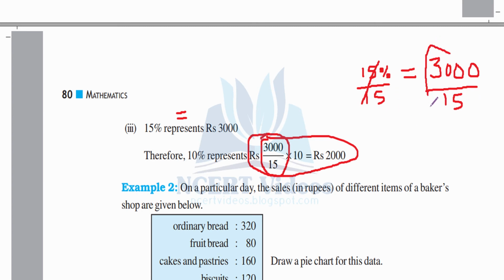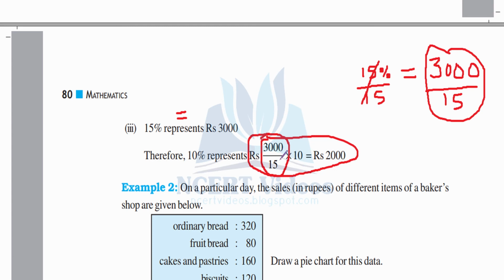So this 3000 over 15 is the value of 1%. Now we know the value of 1%. We can easily know the value of 10% by simply multiplying this value with 10. So the same has been done over here. So nothing complicated. Just remember the basic concepts and do not cram the things.